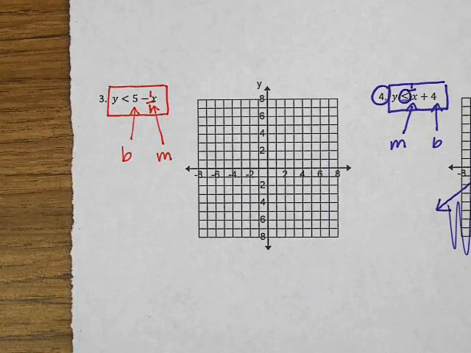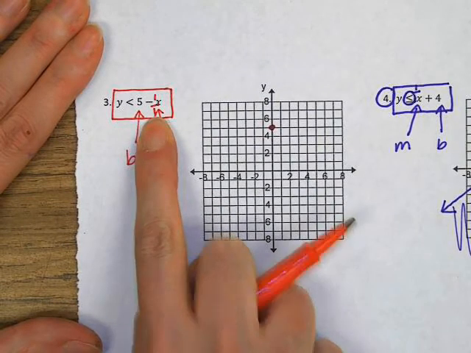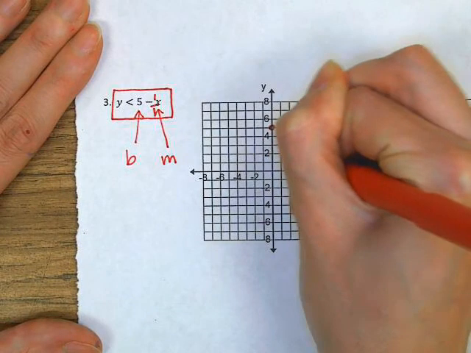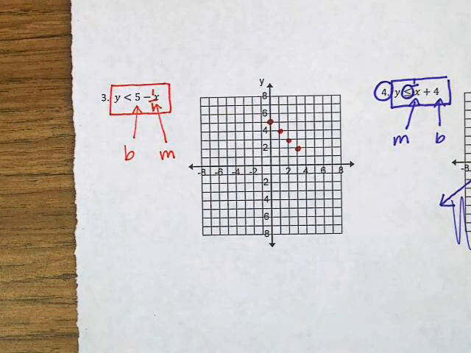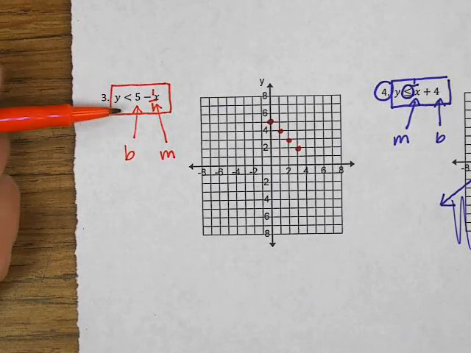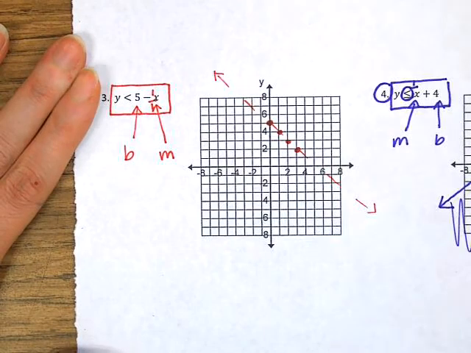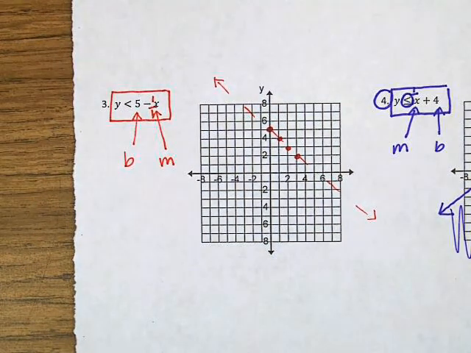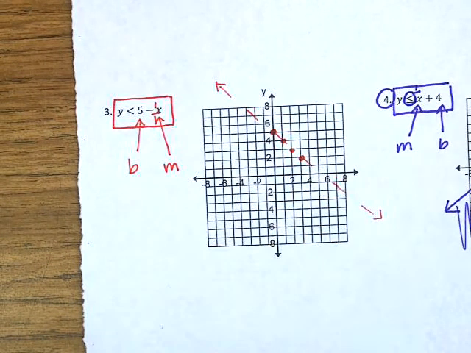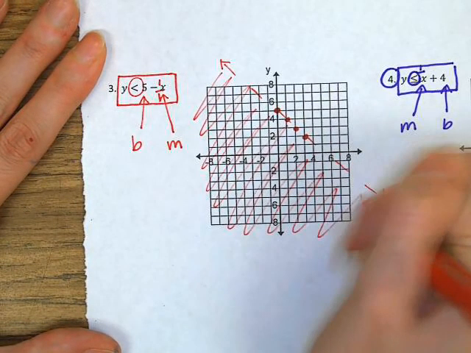So if we begin with the b, we're going to start at 5. And then if our slope is negative 1 over 1, we got to go down 1, right 1. Down 1, right 1. Down 1, right 1. Okay, dashed or solid line. This one says strictly less than, not including, so we need a dashed line. And lastly, shade above or below. Here would be above, here would be below, and this one says less than, which means below. So that would be this region under the line.